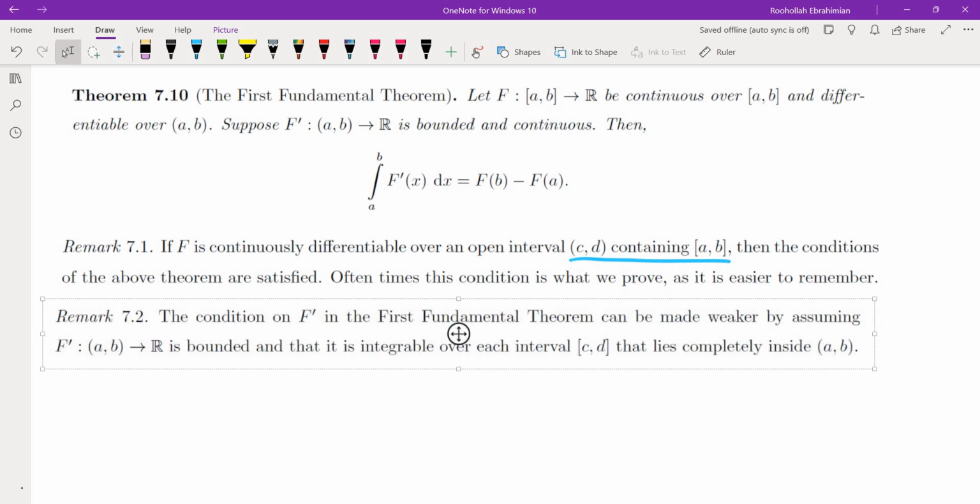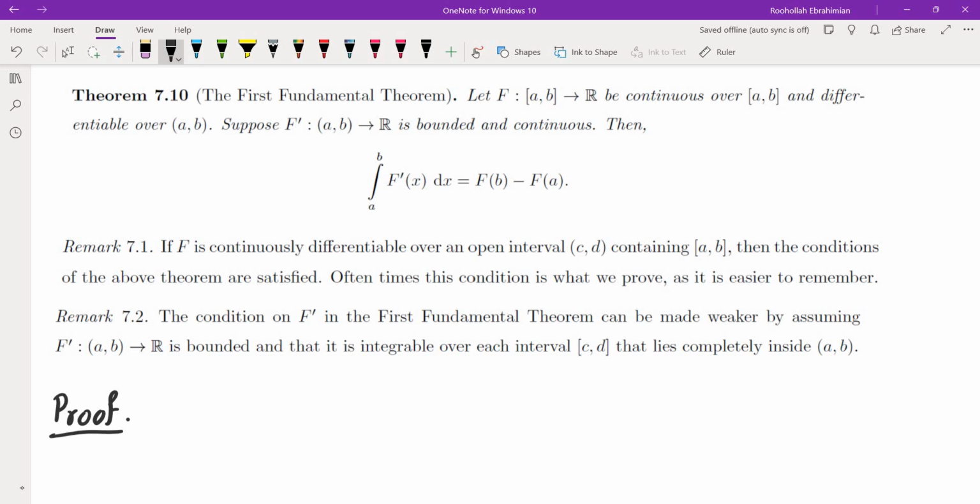The second remark is that the conditions of the theorem can be made a little bit weaker. Instead of saying f prime is continuous, we can just say it is integrable over every interval inside ab. And that's enough. But for all practical purposes, in none of our examples do we use the weaker condition in remark 7.2. Okay, but in any case, it would be good to know that the condition could be made weaker.